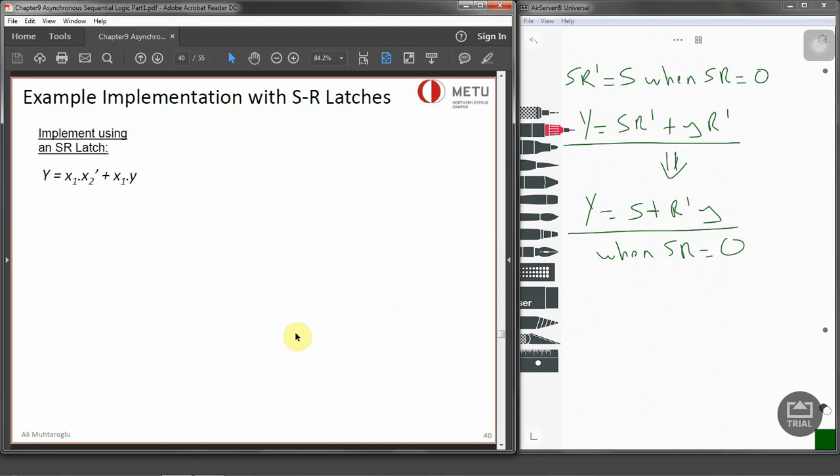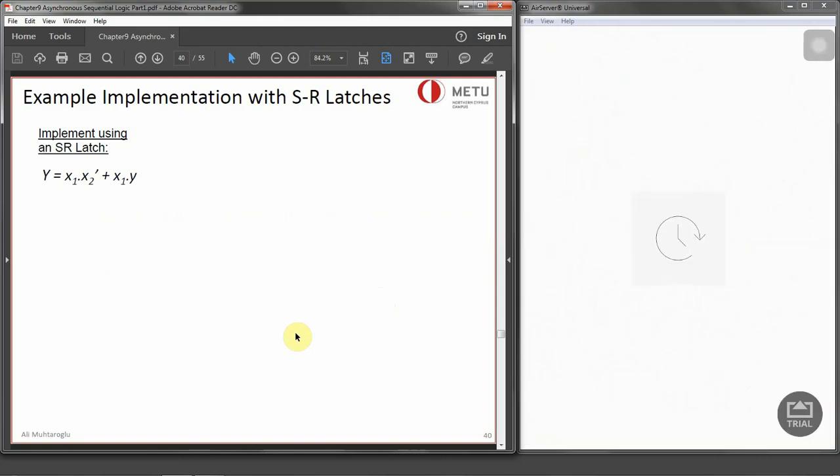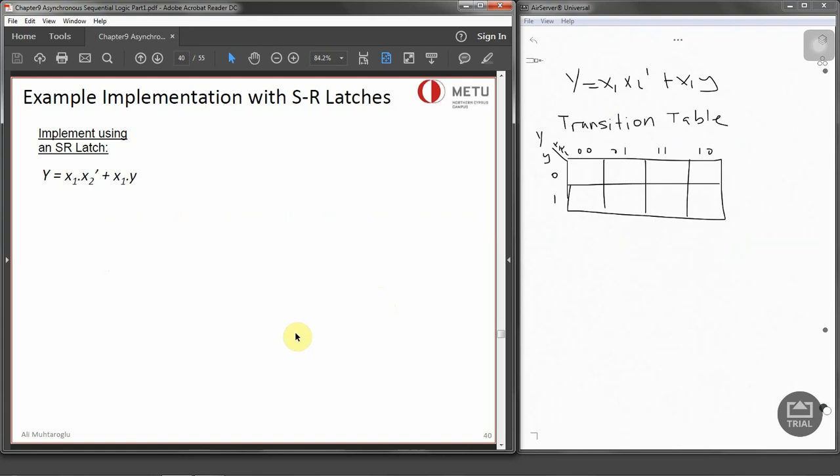Right, let's do an example related to the SR latch implementation. Implement using an SR latch. The expression is given for us, which is y is equal to x1 x2 prime or x1 y. Now the first thing to do is to derive the transition table. The transition table, it says for the equation x1 x2 prime, x1 x2 prime is over here on the table, and then we have got x1 y. x1 y is where x1 is 1 and y is 1 as well, which is somewhere over here, and the rest is 0.